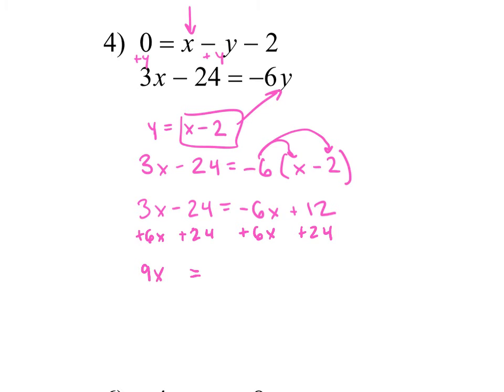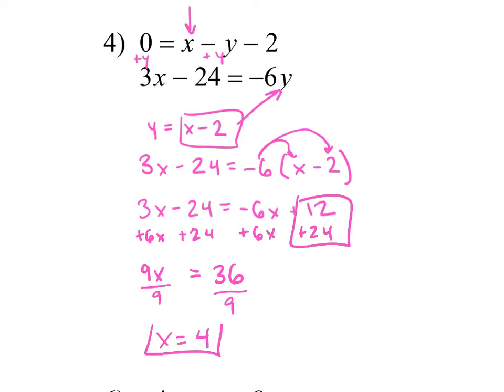So 9x is equal to, what's 12 plus 24? 12, positive 12, plus 24. They're both positive. 36. What do we do next? Divide by 9. So x is equal to? What's 36 divided by 9? 4. Are we done?